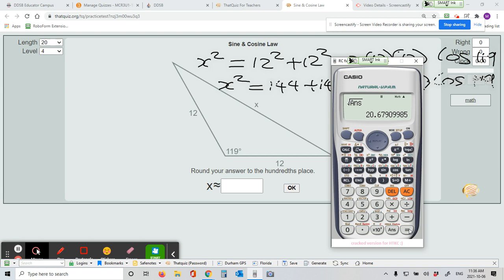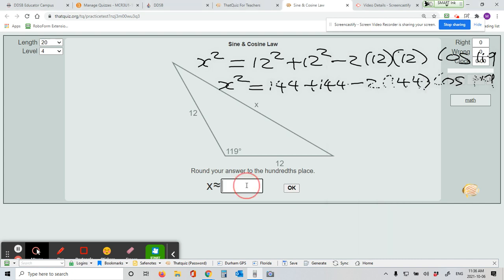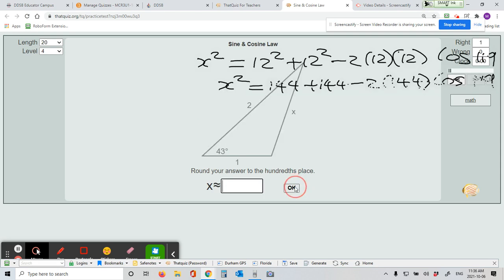But it says to the nearest hundredth. So again, that's 2 decimal places. So I'm looking at this and thinking, put my finger here. The last number is a 7. Should I leave that as a 7 or should it go up to an 8? Well, if that's a 9 behind it, it means I need to go up by 1. So that's 20.68. And that's what I'm going to put. 20.68. That okay? And I got the first one right.